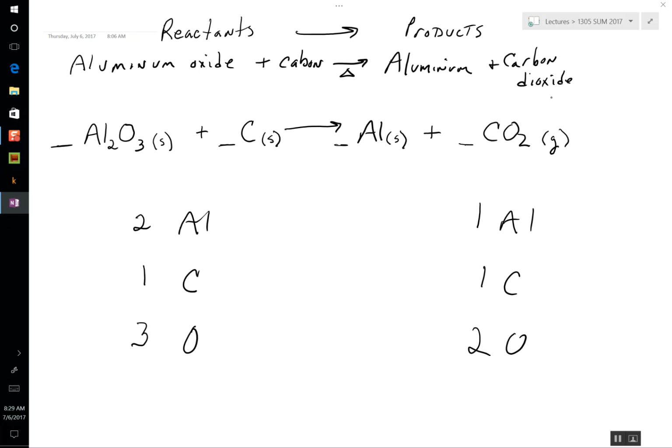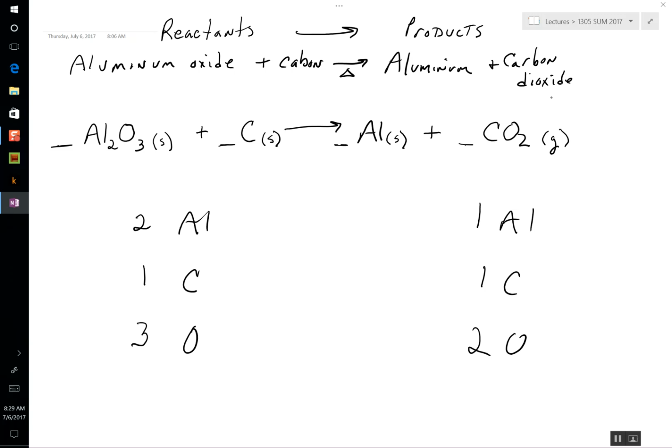Now, from experience, I can look at that and say the best place to start here is on the oxygen. Look, the aluminum looks easier. I can just put a 2 in front of the aluminum here, and I've got it balanced. So that looks easy, but that still leaves my oxygen. I still have to attack the oxygen somehow. So start with the oxygen. And what is a number of oxygens that you could get on both sides of that equation?